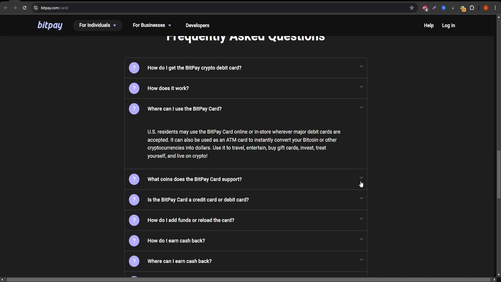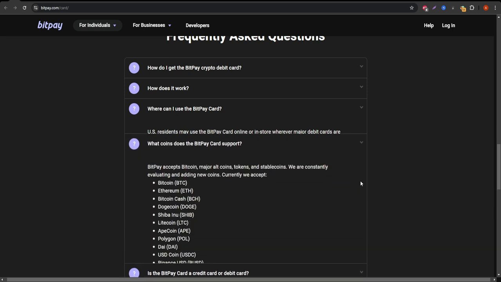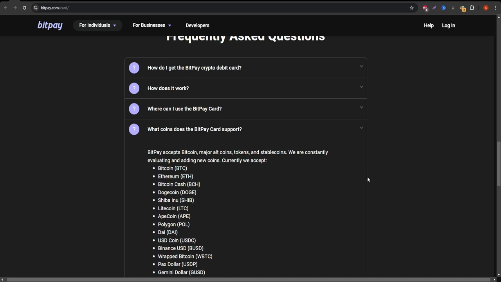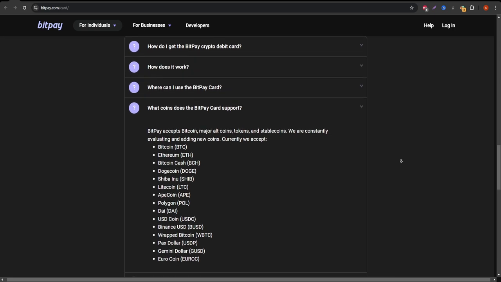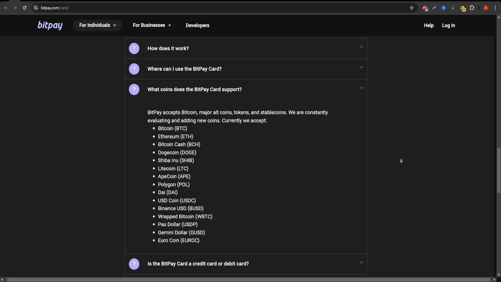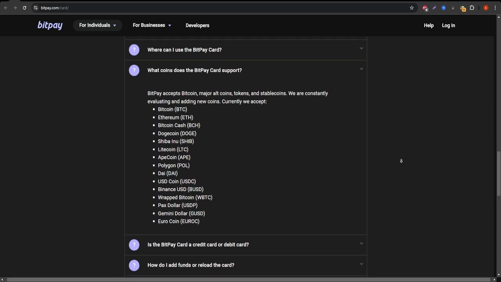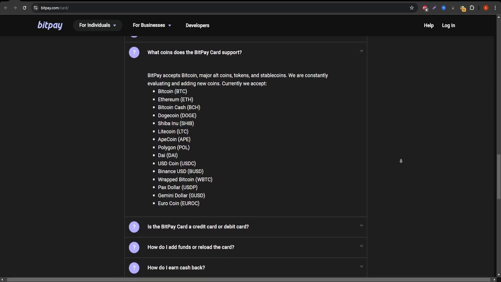accepted abroad. Overview of services. Mobile app. BitPay offers a mobile app to manage your card, check balances, top up your card with crypto, and track spending in real time. Security features. The card comes with strong security measures like two-factor authentication, PIN protection, and the ability to lock the card instantly via the app.